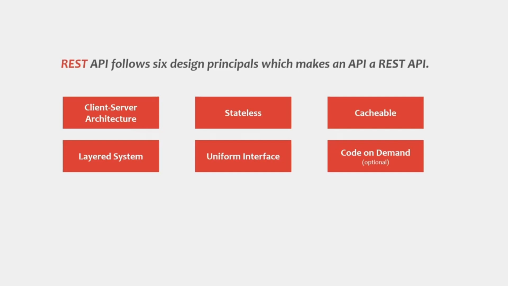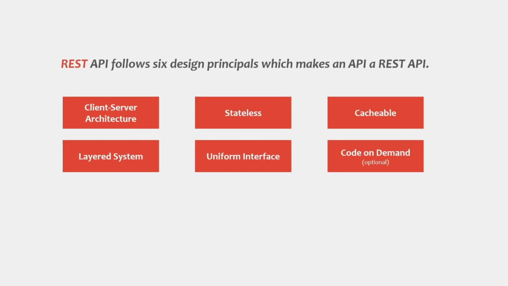It follows the client server architecture. It should be stateless, cacheable. It might have a layered system. It should have a uniform interface, and then it can also support code on demand. Now, this code on demand principle is optional, so we are not going to talk about it in great detail in this lecture. But apart from that, the other five principles are mandatory for an API to be a RESTful API.